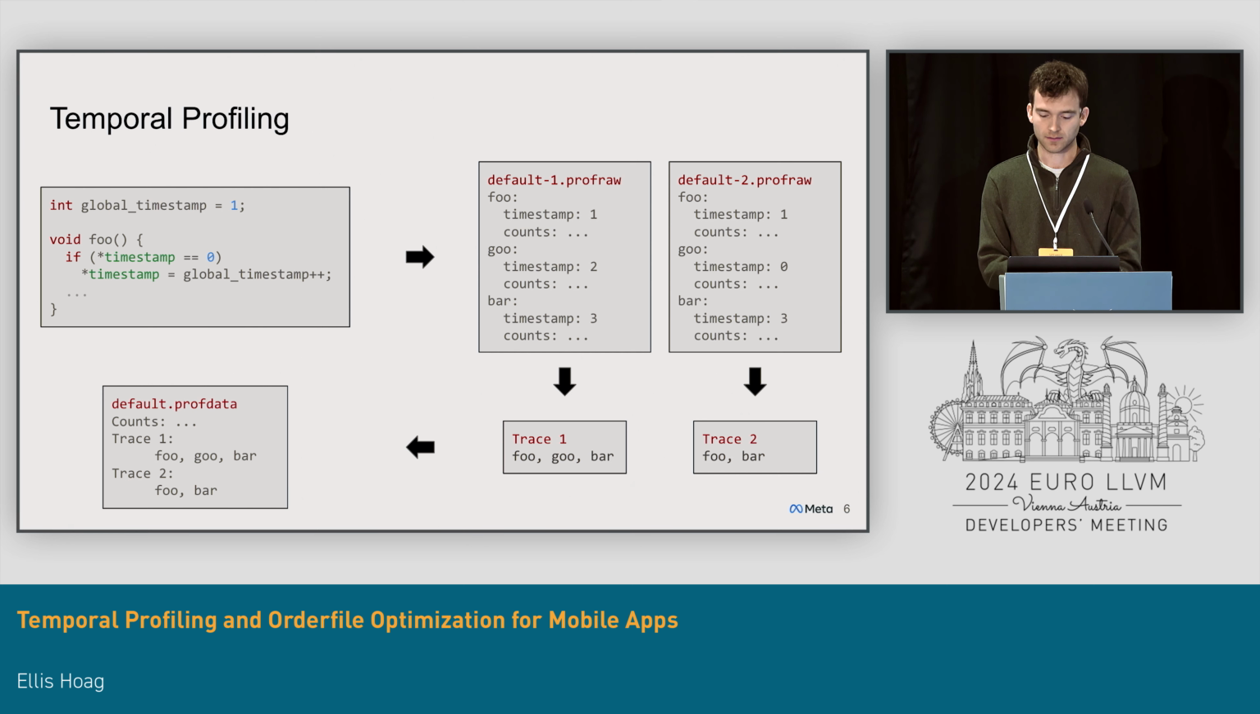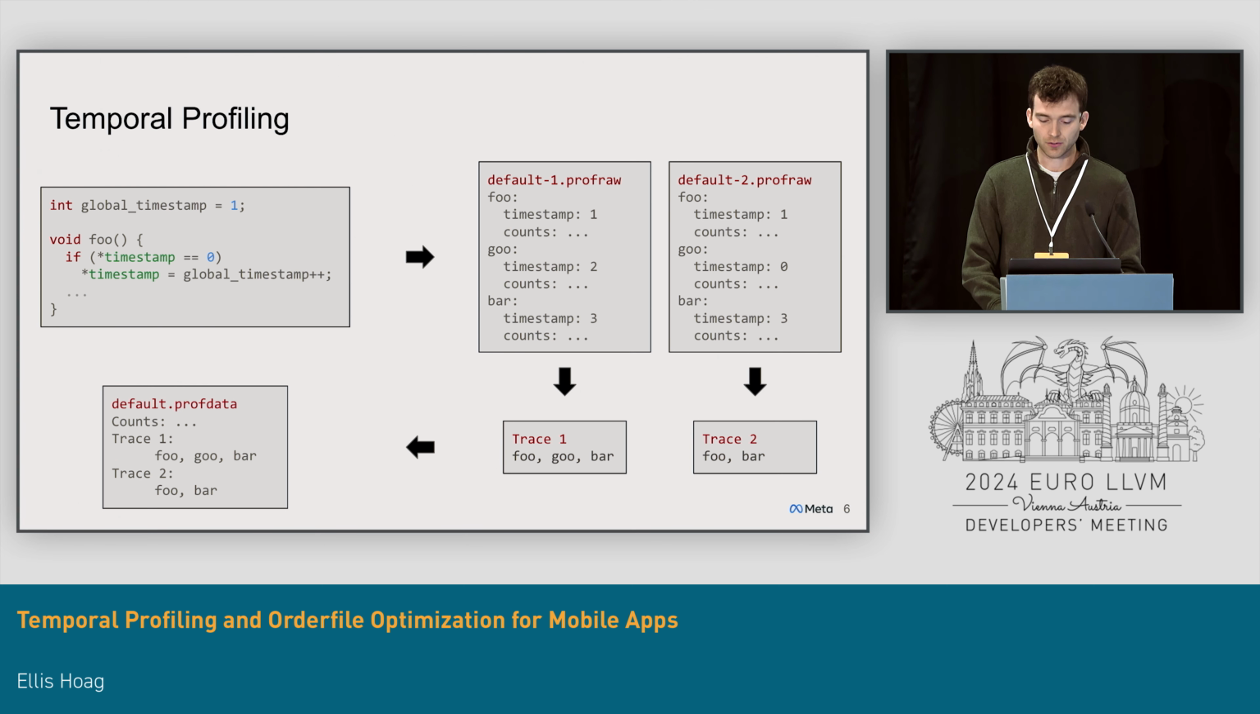improve startup time by reducing page faults. The problem is this would optimize for a single startup path out of potentially many of these raw profiles you generate. So how would you select just one trace to use as an order file?